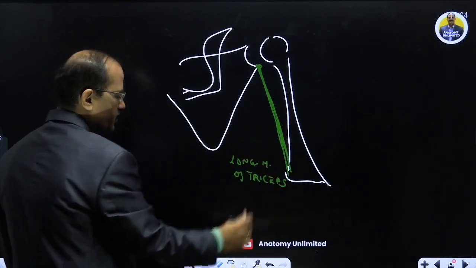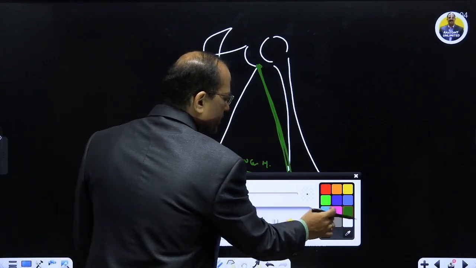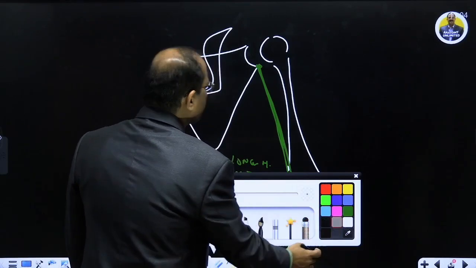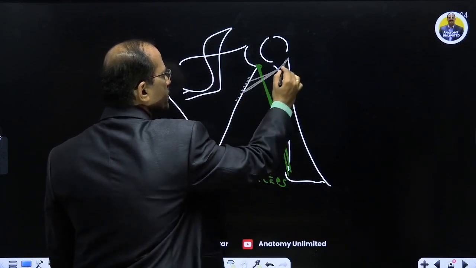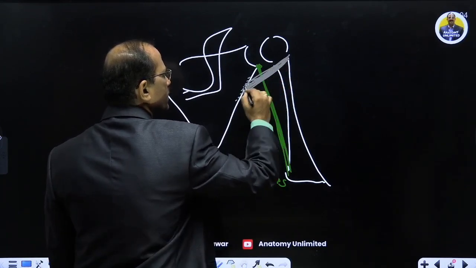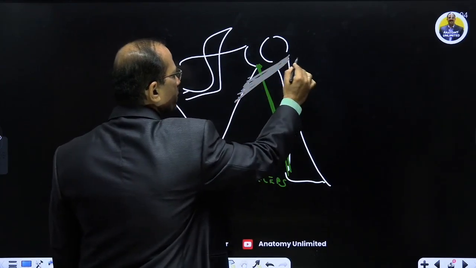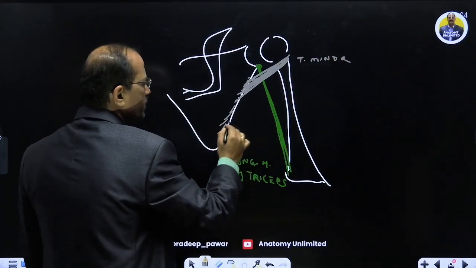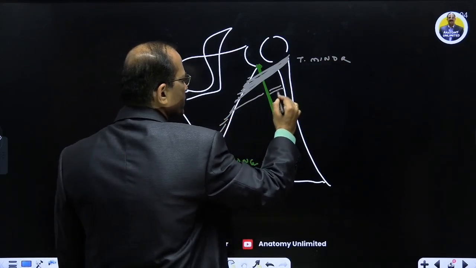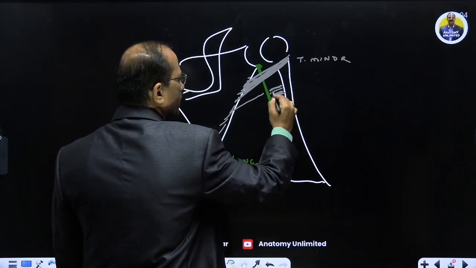Long head of triceps. What is this muscle? How do I draw it? What is this muscle which begins from the scapula and goes to the humerus? That's teres minor. And what is this muscle which begins from the scapula and goes anteriorly, to the anterior aspect of the humerus?